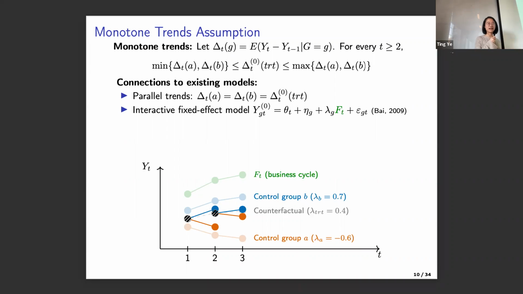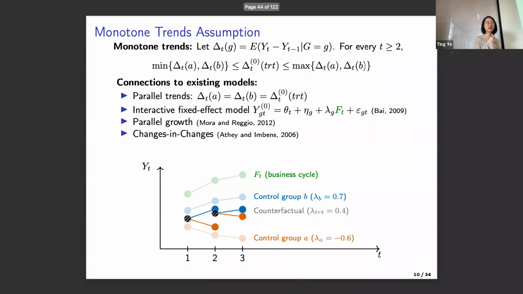So this is the interactive fixed effect model, and it includes the parallel trends model as a special case, and we find this interactive fixed effect model very helpful to motivate the selection of the control group based on domain knowledge. And this monotone trends assumption, maybe with another name, is also related to the parallel growth assumption and the changes-in-changes model, but the details are omitted in this talk. They are specified in the paper.